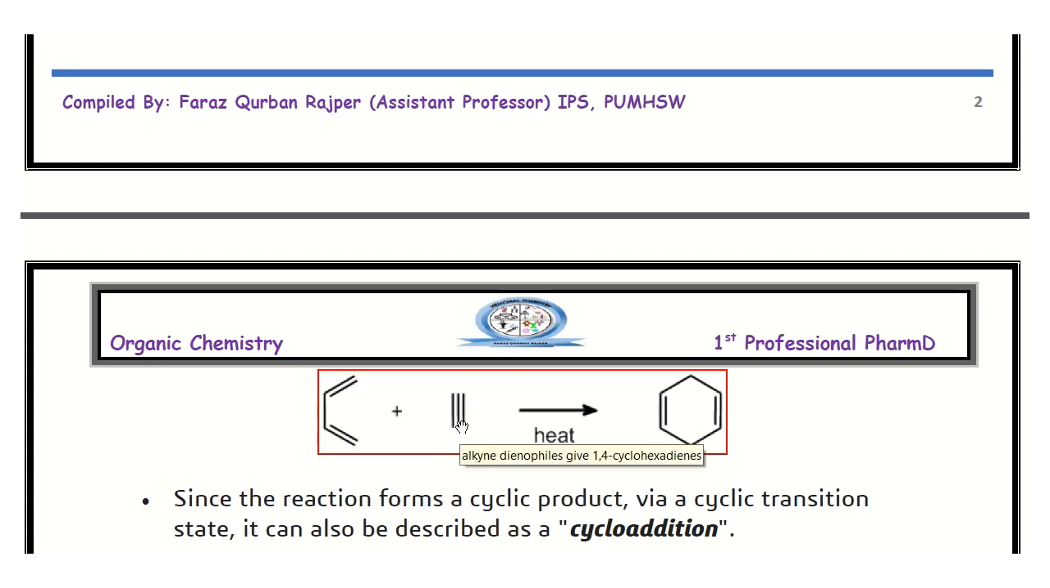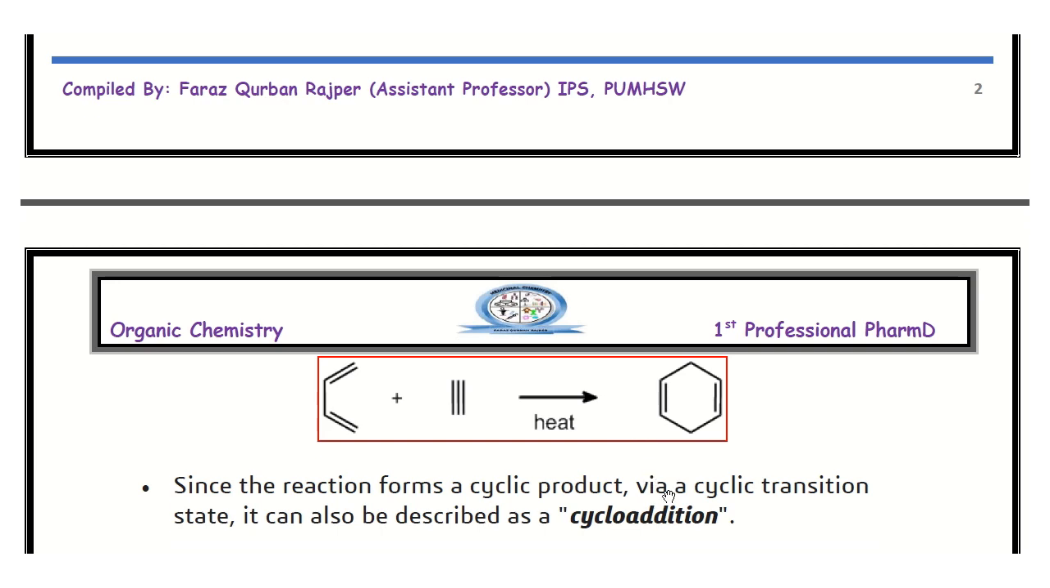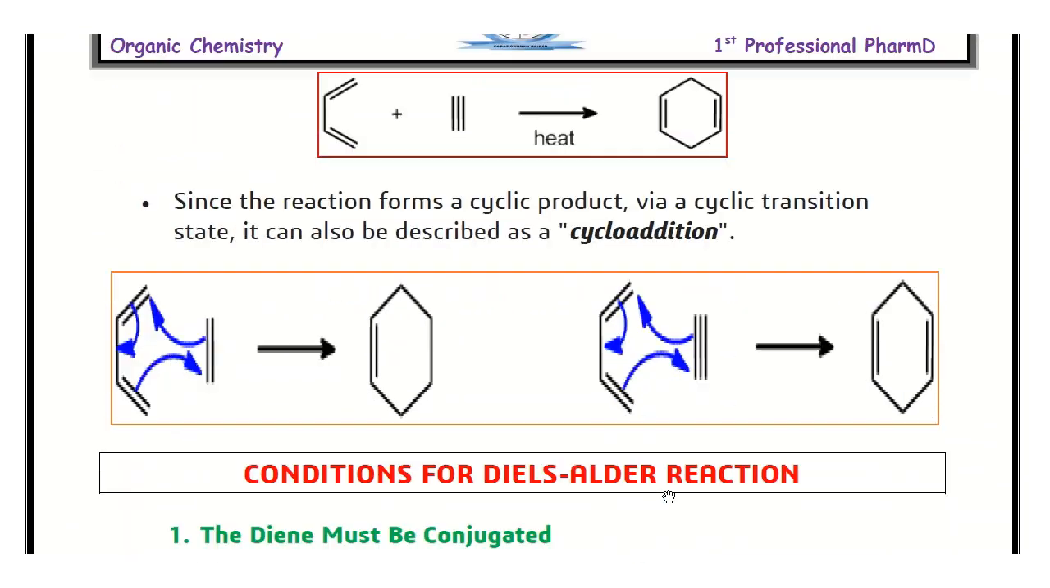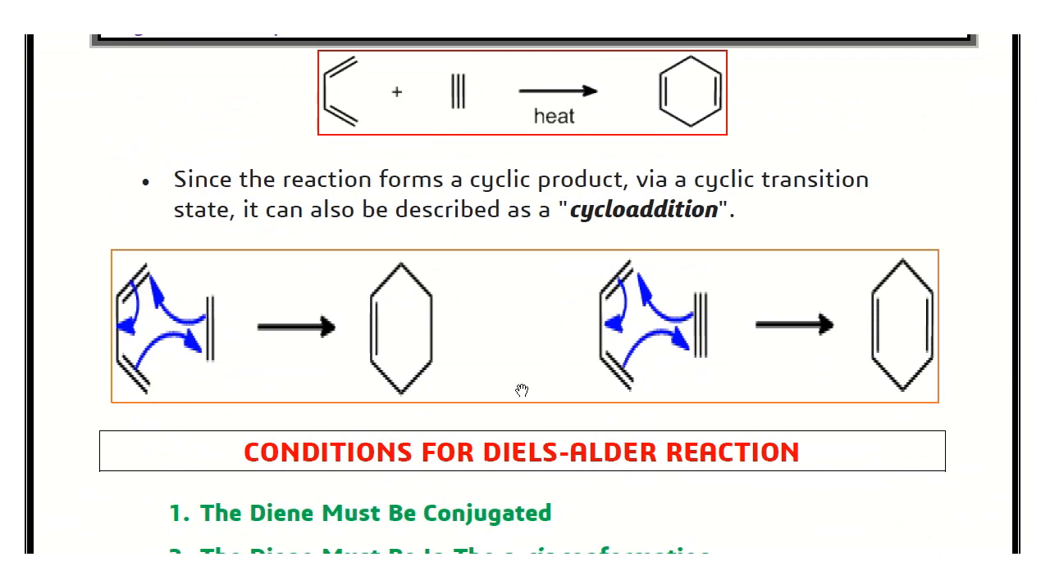But over here, as we have the triple bond, we have an additional pi bond in our resultant product. You may observe this resultant molecule has 2 pi bonds and the structure is known as cyclohexadiene. Since the reaction occurs through a cyclic transformation, a cyclic transition state, that's why it is a cycloaddition. So this is for your understanding.